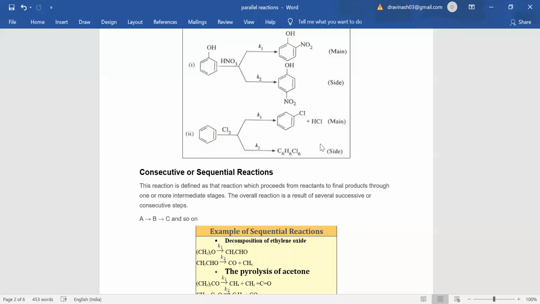Now here, the definition of consecutive or sequential or successive reaction is simply that A goes to B, B to C and so on, the reactions which give the final product through one or more intermediate stages, which are called consecutive or successive reactions.